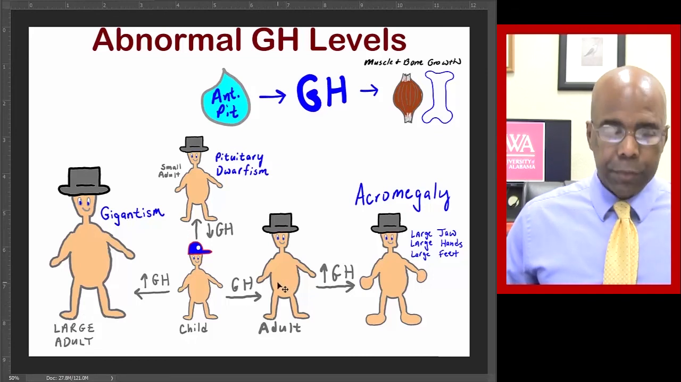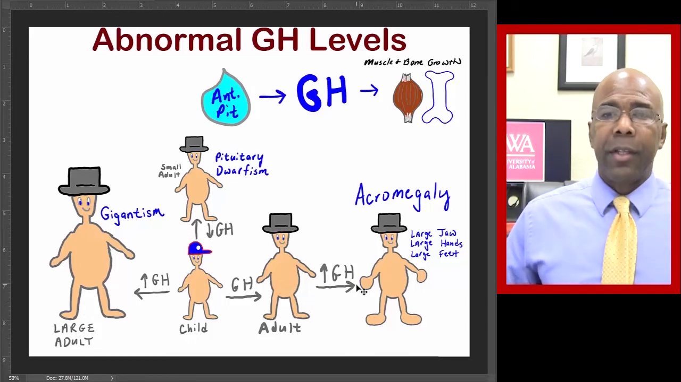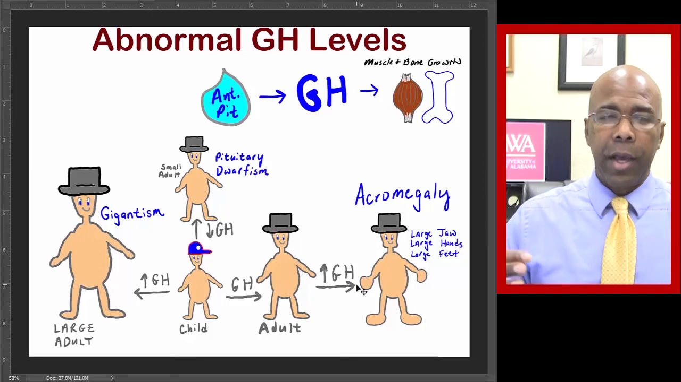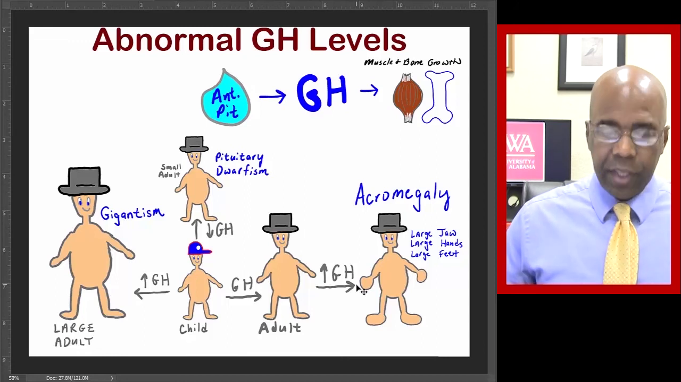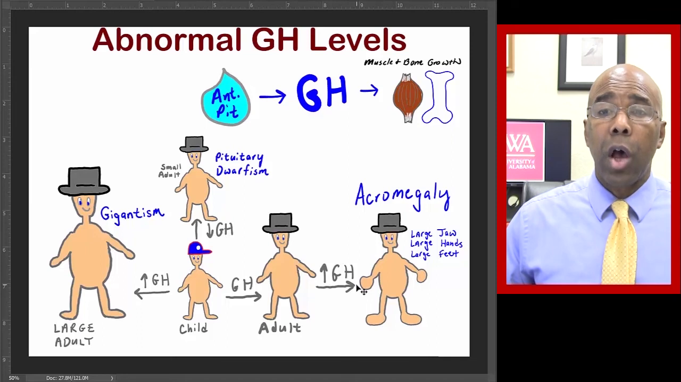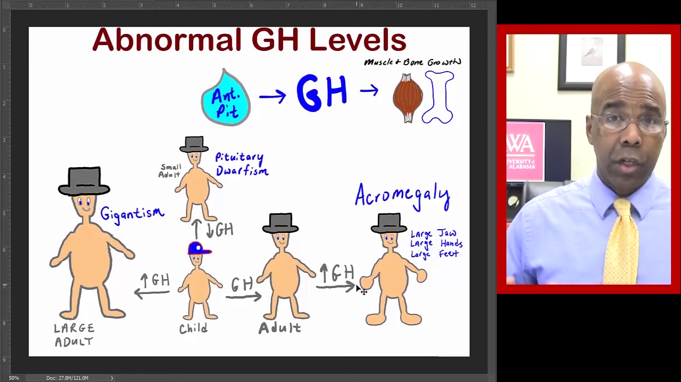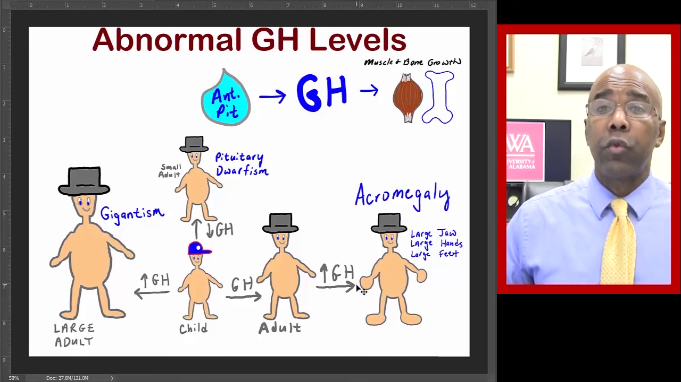If the adult is exposed to excess growth hormone, that adult doesn't grow any larger, that adult doesn't grow taller or bigger, but some of the bones in the body grow larger, like the jaw and the hands, and this condition is known as acromegaly. And so this concludes all of our pathologies associated with abnormal growth hormone levels, and this concludes this lecture. Hope that you've learned a lot.